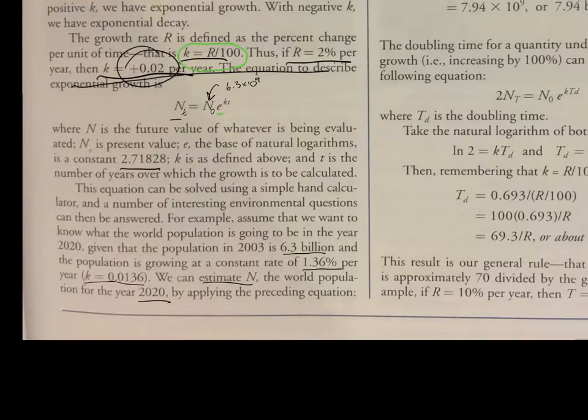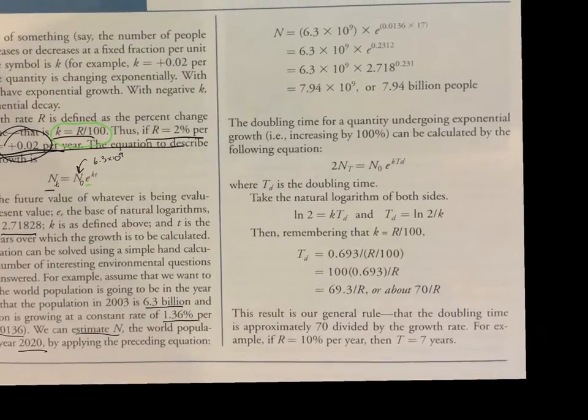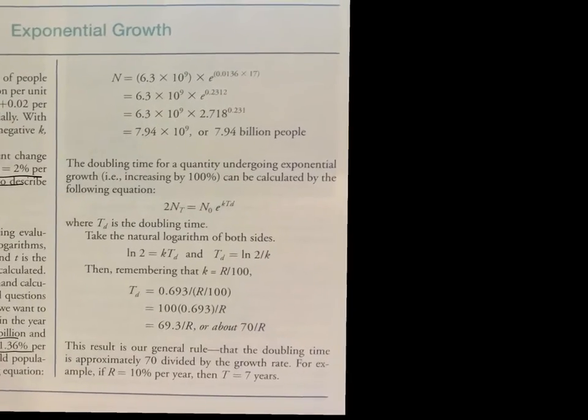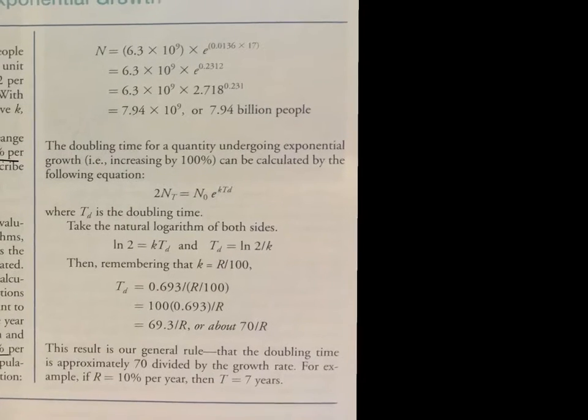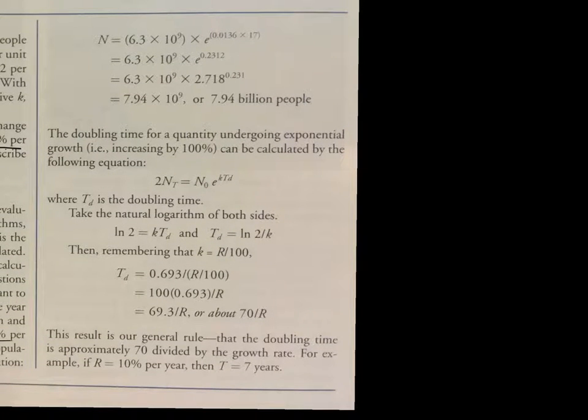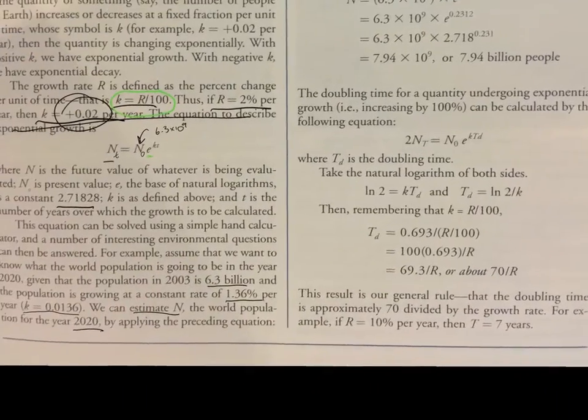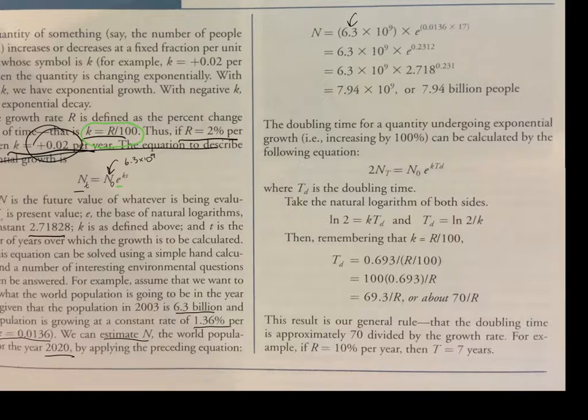0.0136. So let's take a look at how we take those numbers and make it work. So where do we get this number here? This 6.3, I hope you understand that 6.3 came from this here, 6.3 billion. That's why it's 10 to the ninth. So that's this value that comes from this part of the word problem.